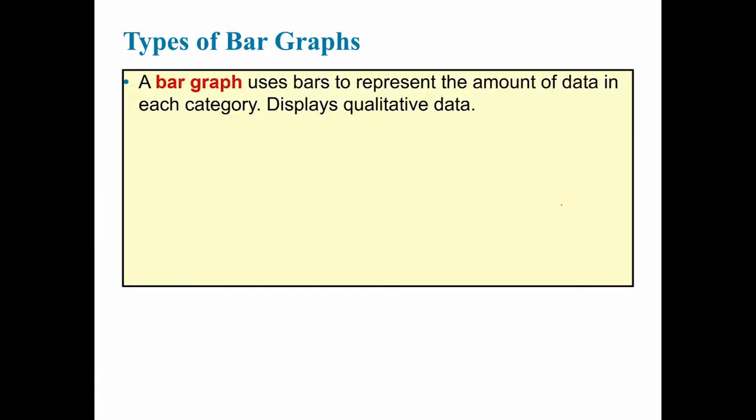The next type of graph that we can use for qualitative data is a bar graph. In a bar graph, the bar represents the frequency or the relative frequency, but normally we use frequencies, of the data in each category. And it's only for qualitative data. We have a special type of bar graph that we'll talk about in a second for quantitative data, but just a regular bar graph is only for qualitative data.